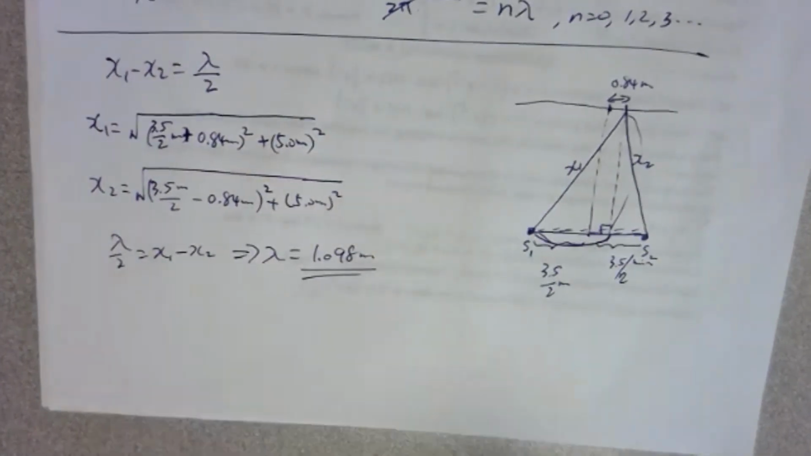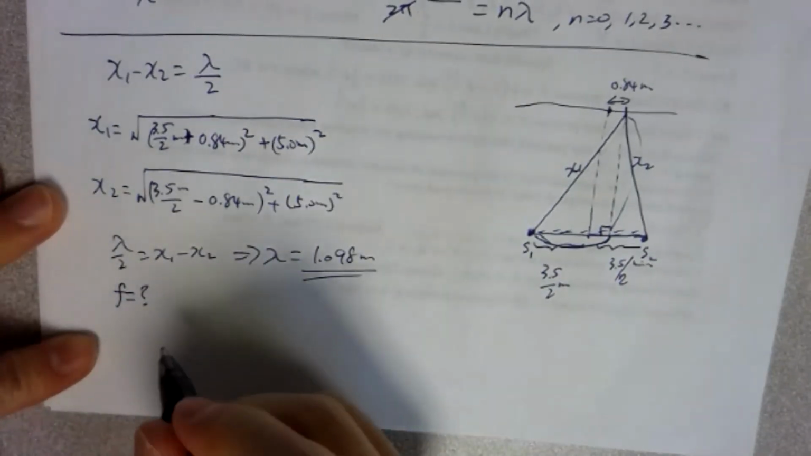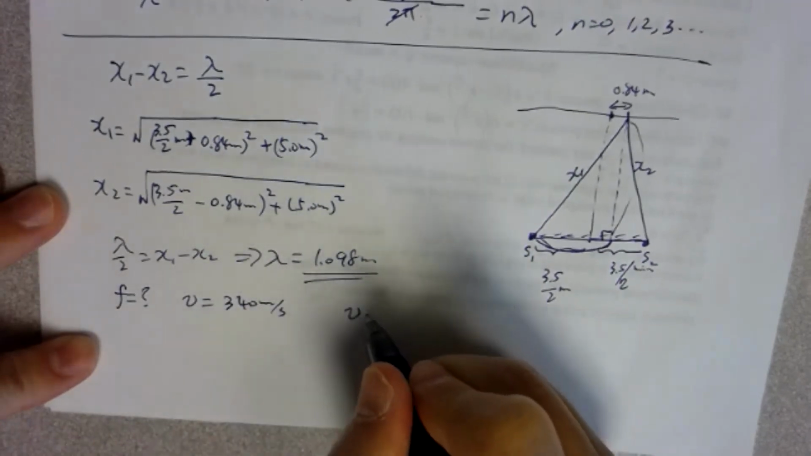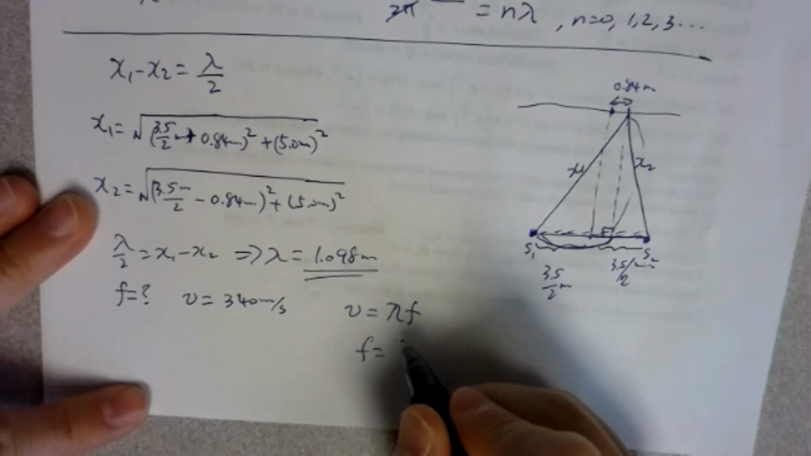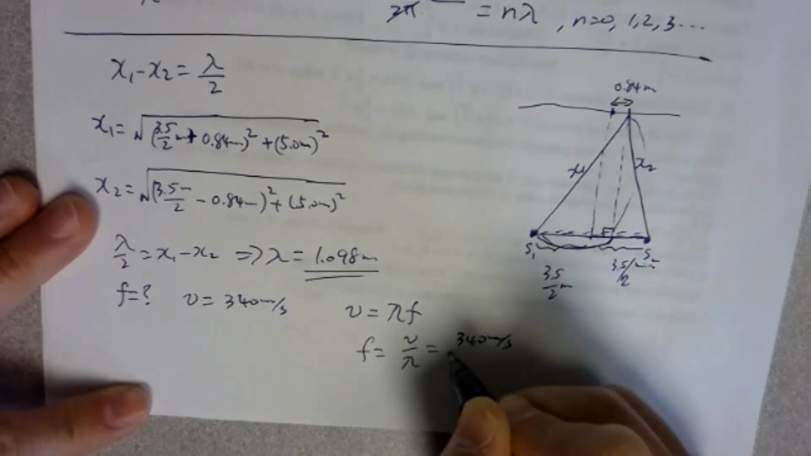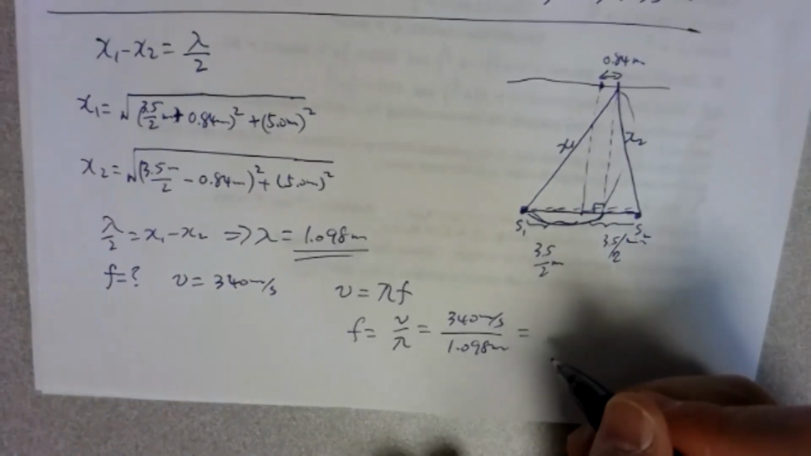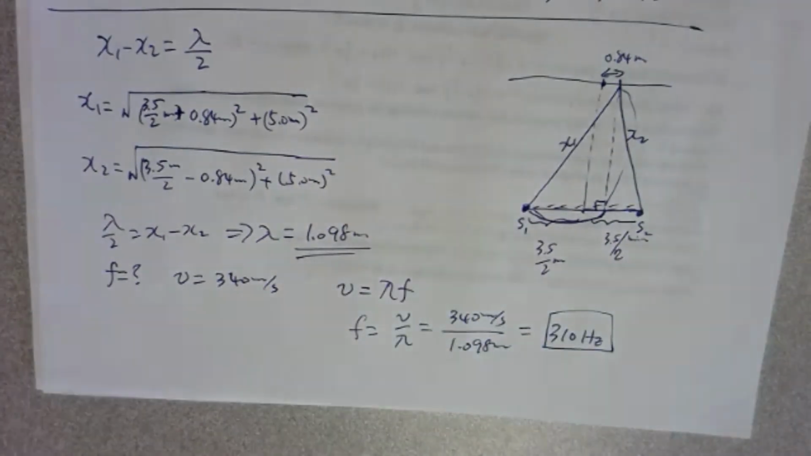Now we are looking for the frequency. It tells you the speed of the wave is 340 meters per second. So we know speed is equal to lambda times frequency, and we have lambda now, so we can solve for the frequency. V over lambda: 340 meters per second over 1.098 meters. That gives you about 310 hertz. All right, let's go back to the slide.